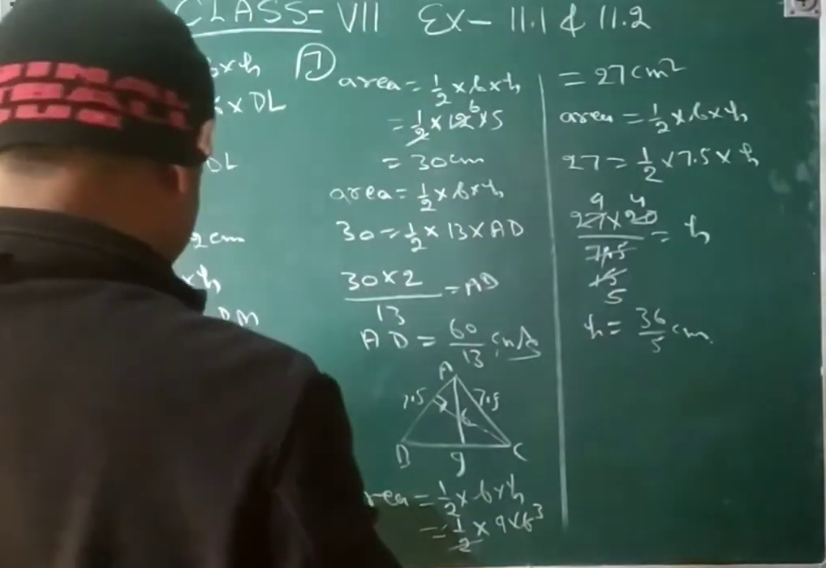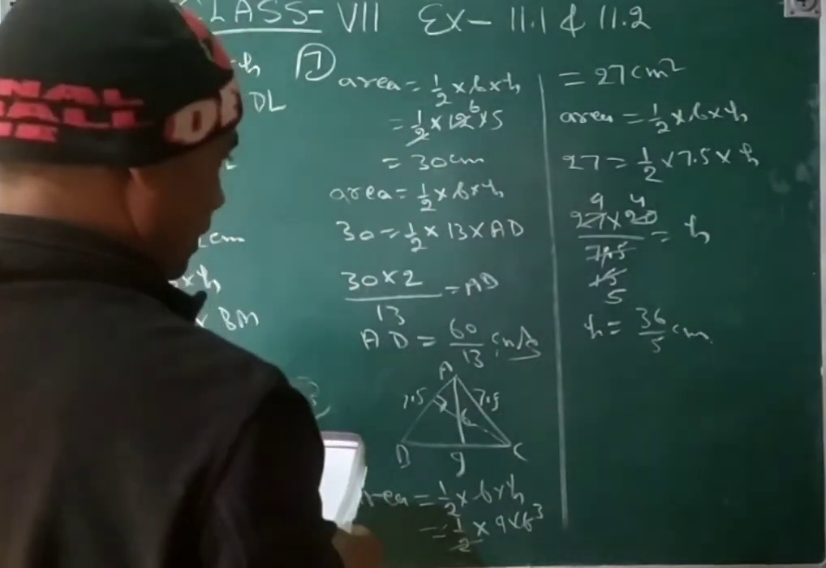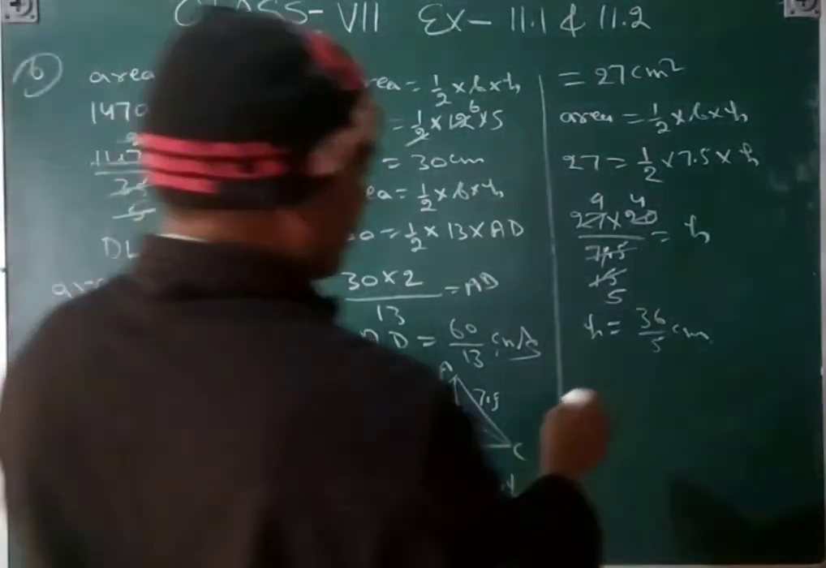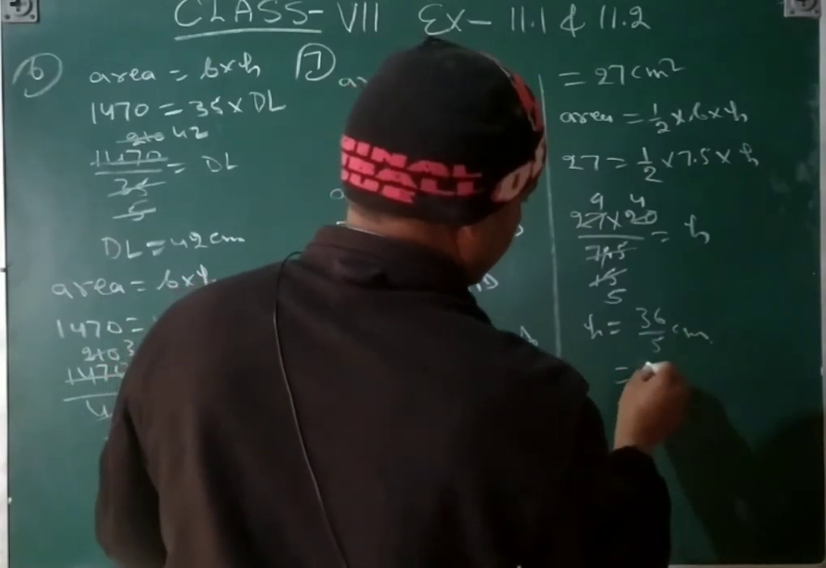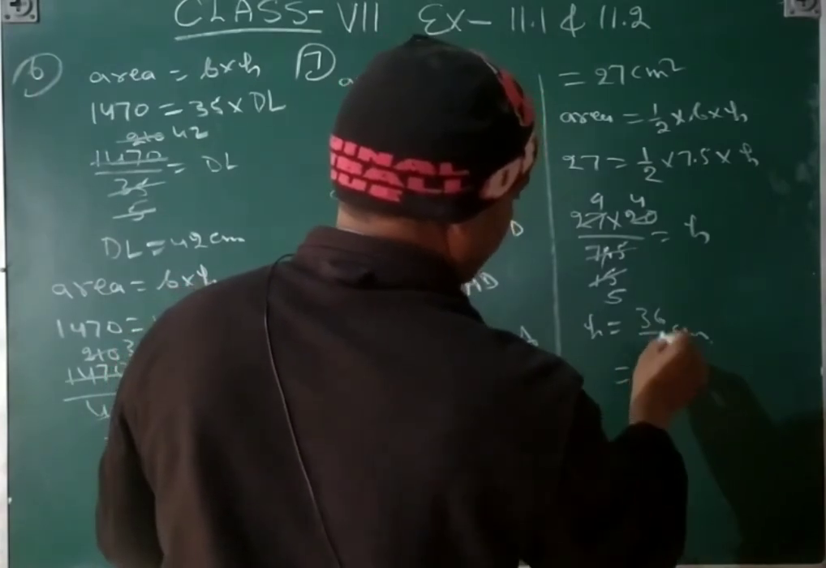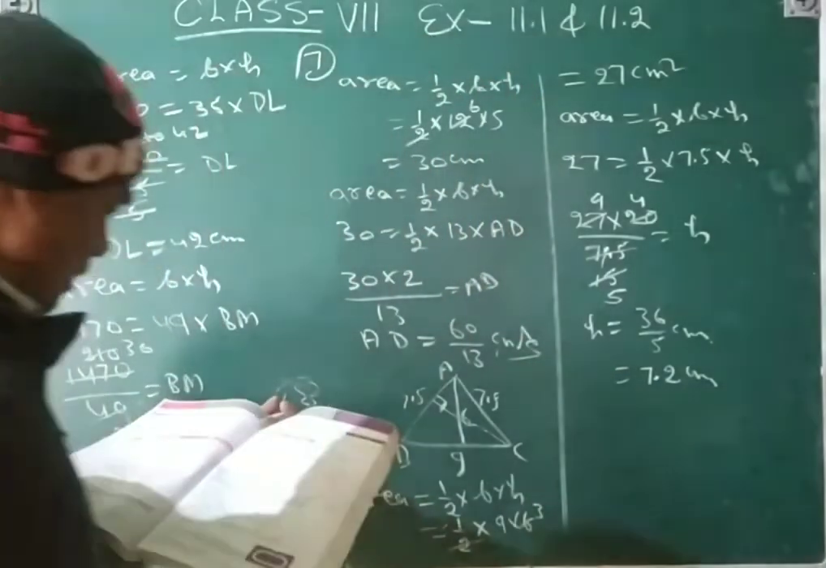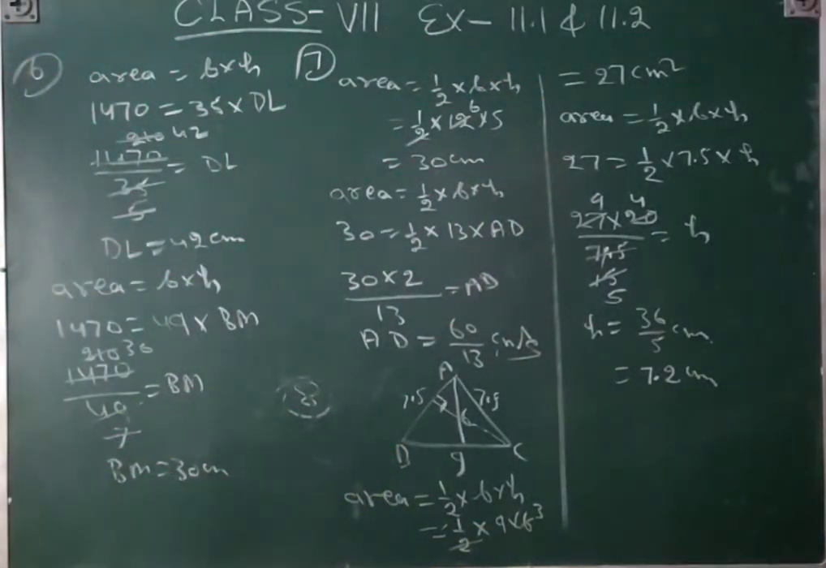Or you can write in decimal form also, that is 5 6s are 30, 5 7s are 35, and then left is 1, 5 2s are 10, so 7.2 centimeter. That is also an answer. That is the 8th question. Okay.